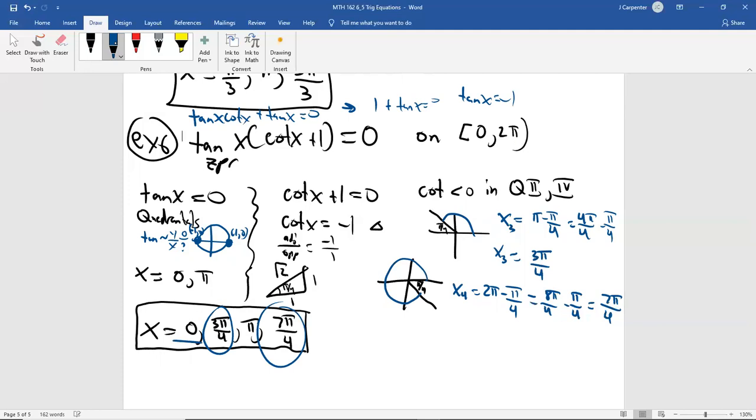You would not get the 0 and the pi. So that's one interesting aspect of solving trig equations. When you have something like tangent times cotangent where they would cancel each other out, you could be removing solutions or possible solutions to the original problem.